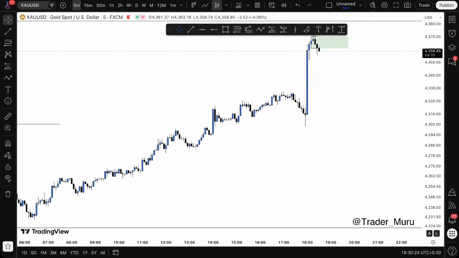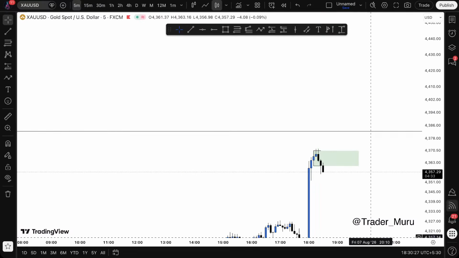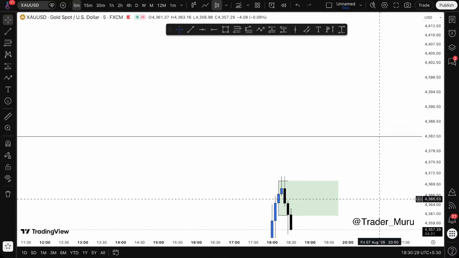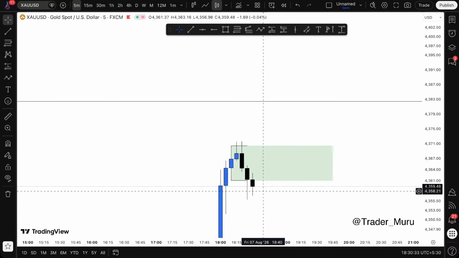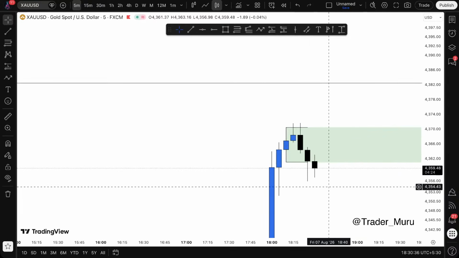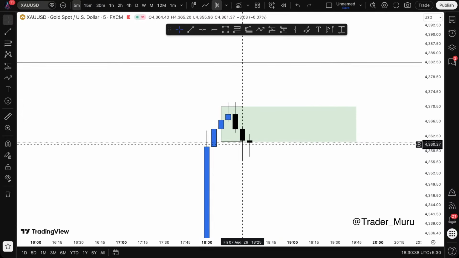Do we have any 5-minute candle close below? No. No closing below, guys. Still no entry confirmation. Wait for it.